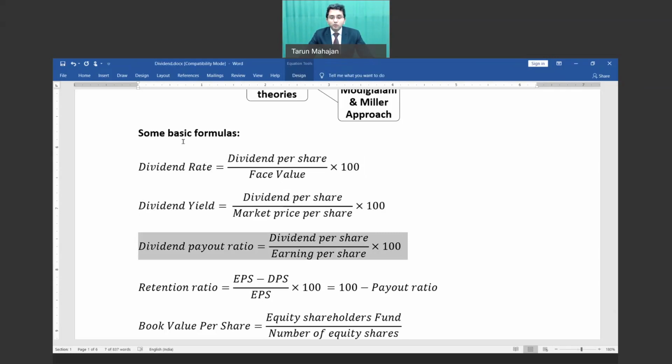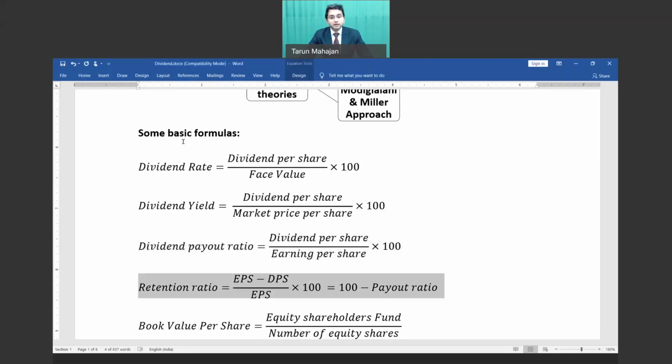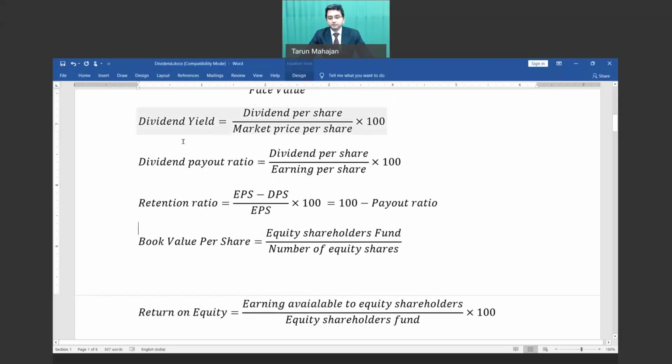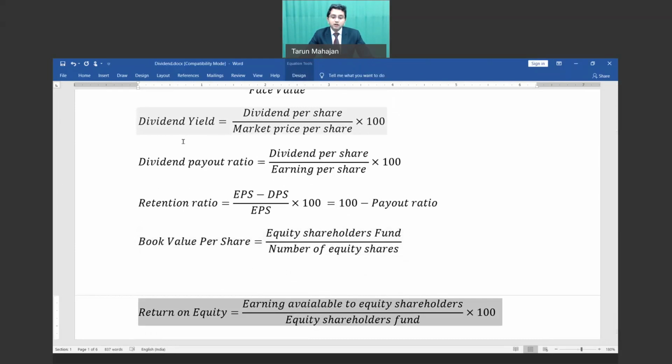Dividend payout ratio, how do I calculate it? It is dividend per share divided by earning per share. And retention ratio is 100 minus payout ratio. I hope you understand all these basic formulas. Book value per share is equal to equity shareholders fund divided by number of equity shares. And return on equity is equal to earning available to equity shareholders upon equity shareholders fund multiplied by 100.